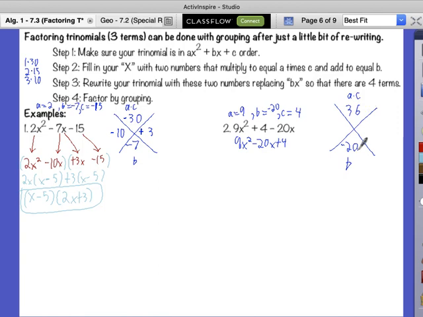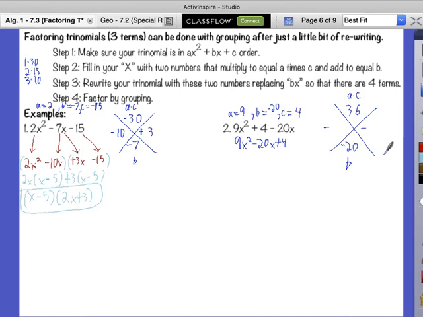Yeah, the number we have to add to, negative 20, is negative. Can we add two positives to get a negative number? No, it's not going to happen. So we know we're going to have two negative numbers. That's our hint here. So now we're going to need factors of 36 that add up to 20.